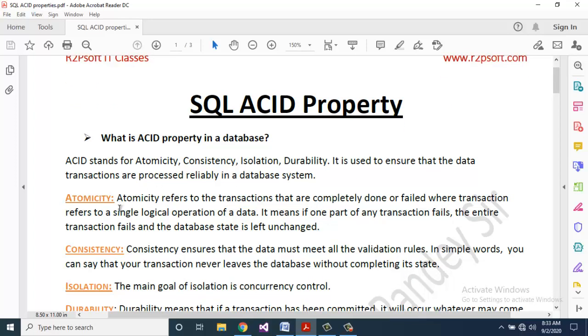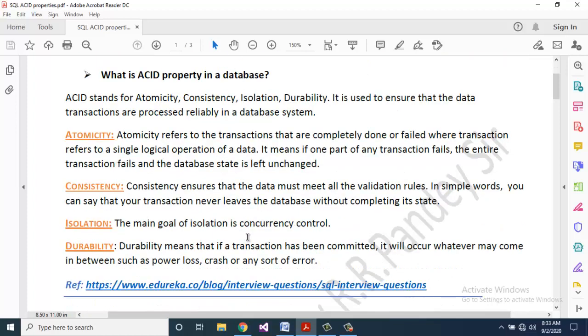Atomicity. Atomicity refers to the transactions that are completely done or failed, where transaction refers to a single logical operation of a data. It means if one part of any transaction fails, the entire transaction fails and the database state is left unchanged.